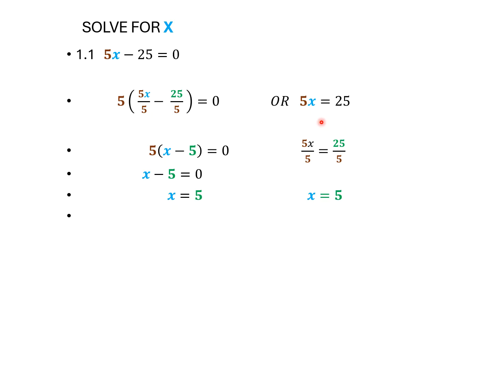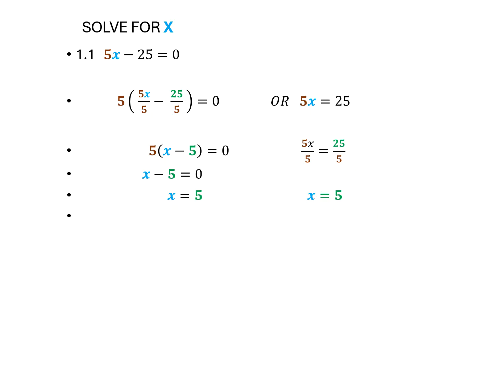We always divide by the coefficient of x. So 5x divided by 5, and what I do on one side, I must do on the other side. So therefore that becomes 25 divided by 5. 5 divided by 5 becomes 1, so therefore I have 1x. 25 divided by 5 gives me 5. And there I have solved for x.